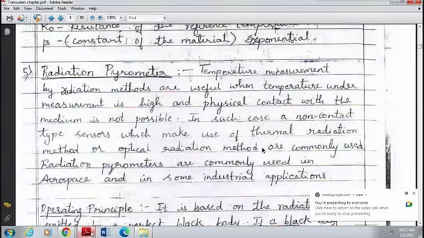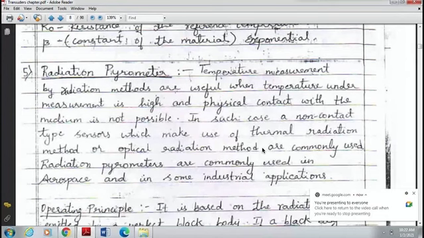Okay, radiation pyrometer is the next type of device which can be used for measurement of temperature. This type of temperature transducer is used whenever you need to measure the temperature of higher ranges, and the physical contact with the medium is not possible.